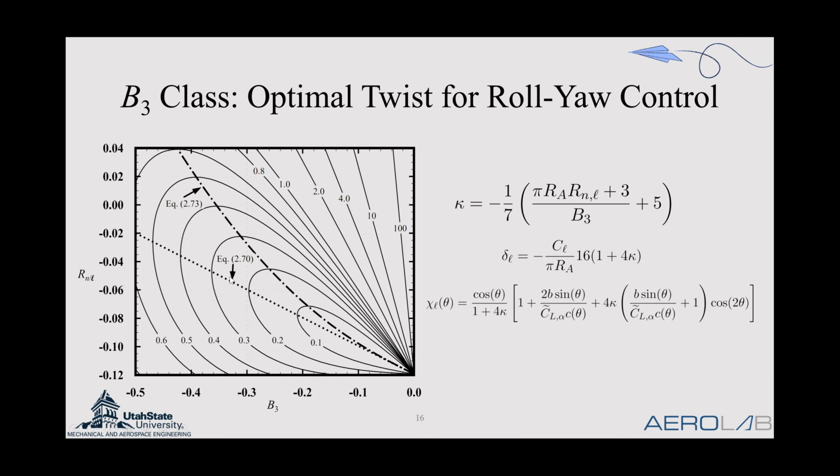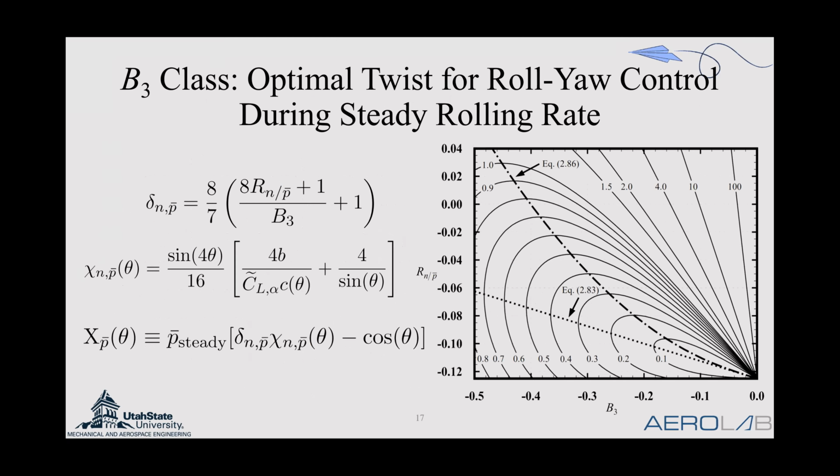We were also able to derive closed form expressions for the B3 value that would minimize induced drag for a given roll-yaw control ratio and vice versa, the roll-yaw control ratio that minimizes induced drag for a given B3 when we use this antisymmetric twist distribution.